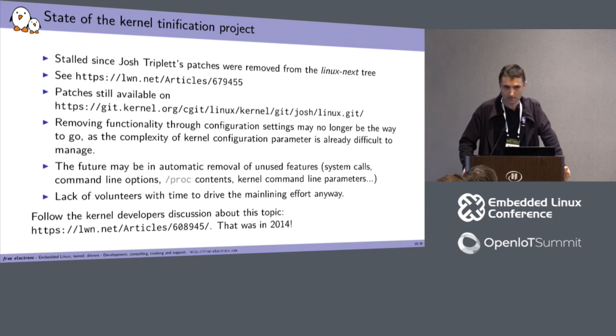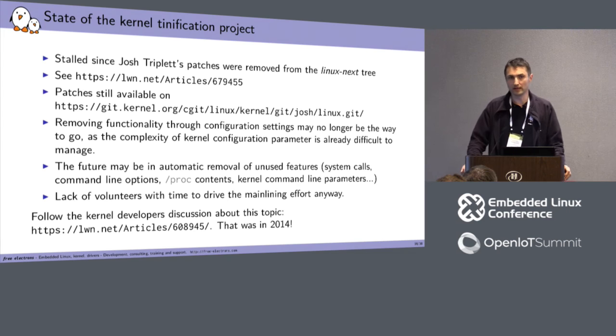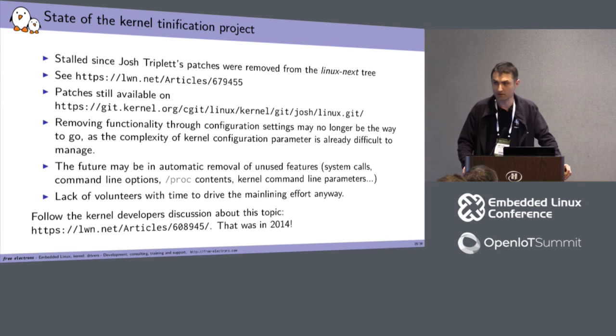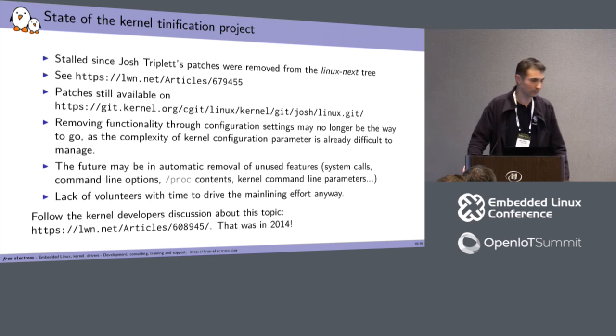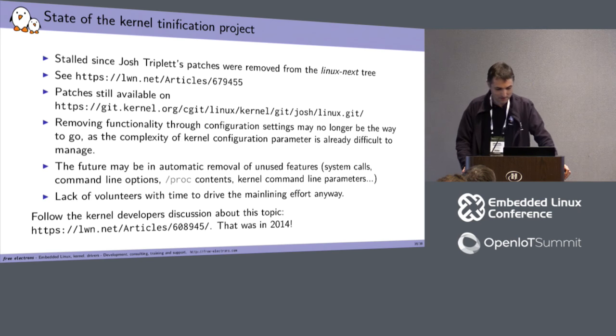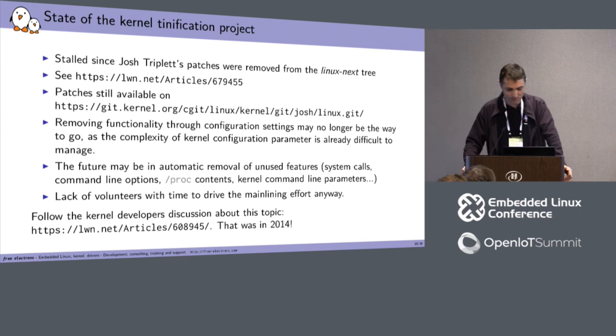If you look at discussions, people are more likely to be interested in exploring automated ways of detecting unused features and unused code, and then having mechanisms to remove them from the kernel code so that the kernel is smaller. You trace your system, make it run, and see exactly what you use at runtime during some well-defined test scenario, and then remove the code that you don't need, like the system calls, the proc contents, the kernel command line parameters you never access. So that's maybe the way to go, according to the kernel developers. There's also a lack of volunteers with time to drive the mainlining effort anyway. That's one of the problems too.